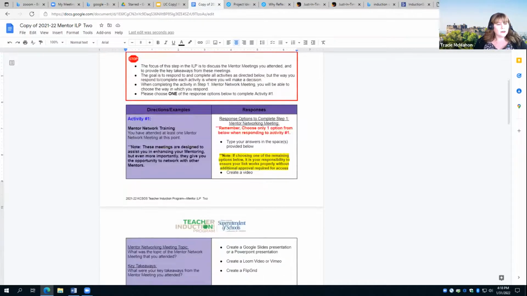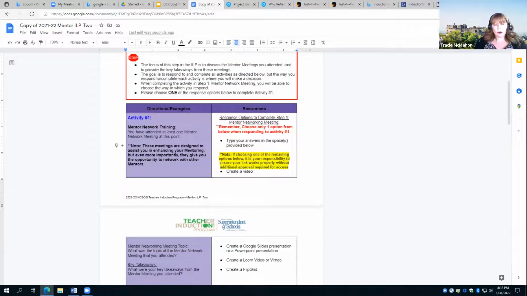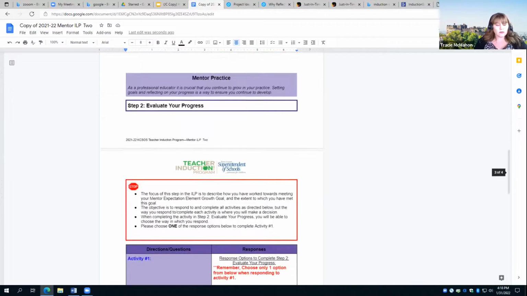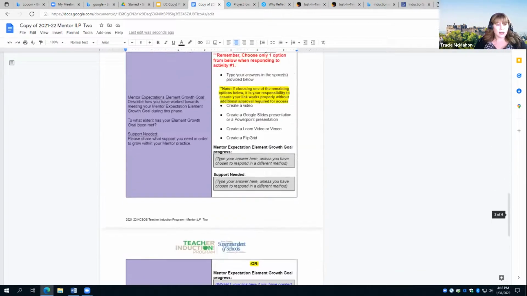This one is really just your reflection on your growth so far this year as a mentor. So remember, in Mentor ILP 1, you set some growth goals too, how you want to grow as a mentor, because as mentors, you're growing all the time. Every year, you're adding to your toolkit, right? You're developing as a mentor. So we wanted just to know how you've grown. What mentor network trainings have you attended, and how did they help you reach your growth goal? That's really all we're asking for here. It doesn't even look that long, and it really isn't much.